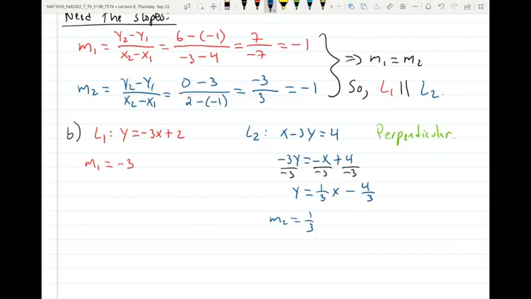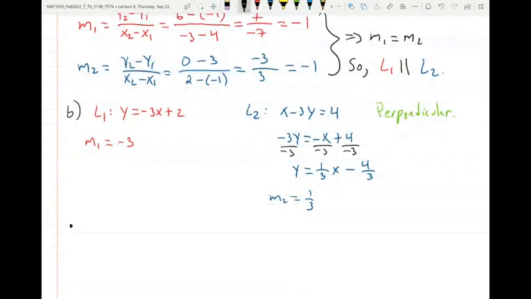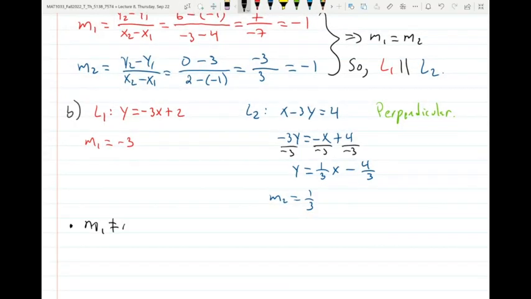1/3. Now, looking at it, what can we deduce? Let's see, are the slopes the same? No. So step number 1: M1 is not the same as M2. So for sure you know that they are not parallel. Okay? All right, next, are they perpendicular?